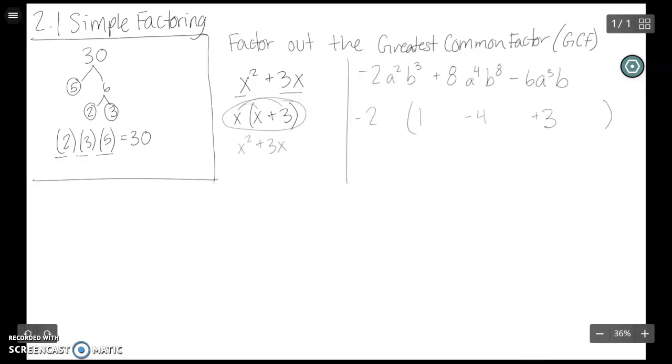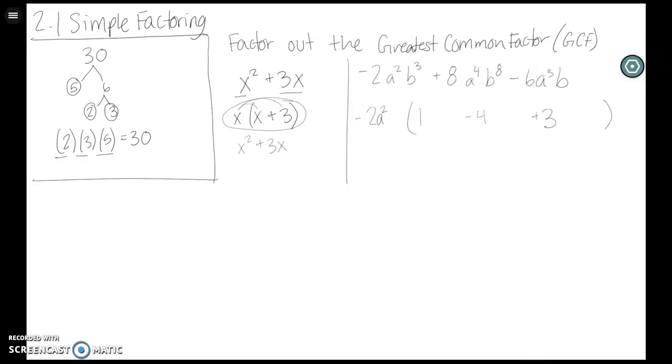Okay, so now I've kind of factored out my constants. Now I need to take care of my a variable. So let's see how many a's I have in common. I've got a squared in the first, a to the fourth in the next term, and a to the third in the last term. So I can only take out the smallest number of a's. So in this case, I can take out an a squared, right?